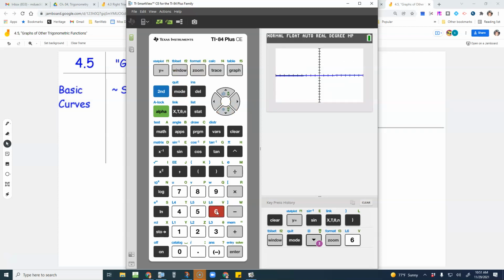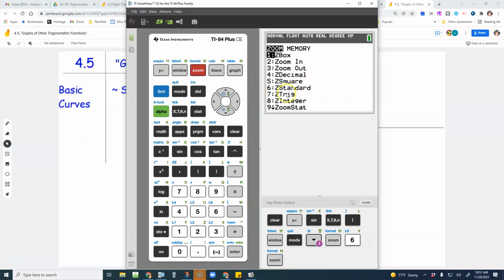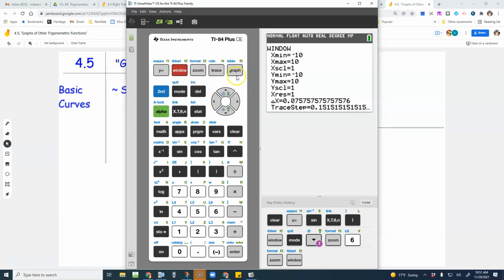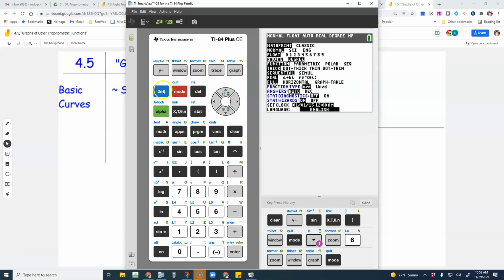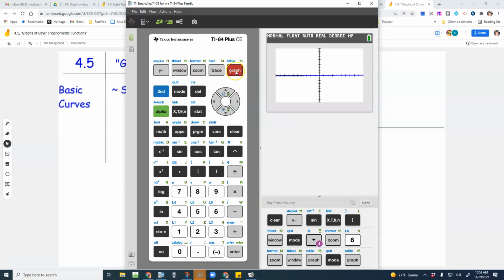Where's the wave? Ugh. Where's the wave? There is no wave. It looks like a lame line. Why does it look like a lame line? If you guys hit zoom, do you see that there's a zoom trig? Right now I'm in a 10 by 10 window. And I'm in degree mode because that's where we just were for that physics-y type problem. There's no wave.